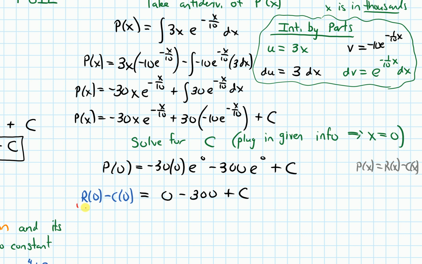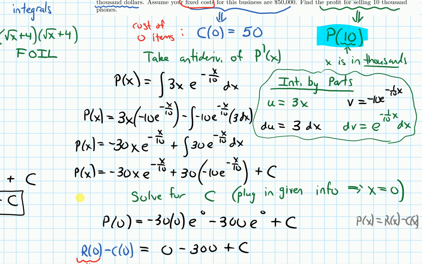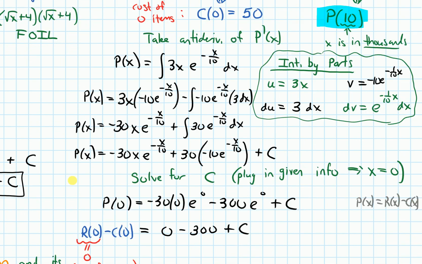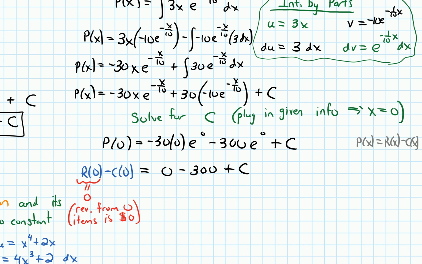Okay, so R of 0 is the revenue from selling 0 items, which is just 0. We said the revenue from selling 0 items should just be $0. We haven't made anything if we've sold no items. Then the cost, C of 0, we know. Remember, the problem told us C of 0 is 50. Those are the fixed costs. So on the left-hand side, we have negative 50. On the right-hand side, we have negative 300 plus c. If I isolate c now, we get c equals 250.